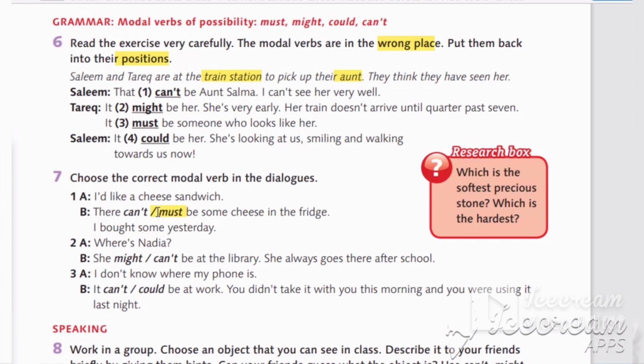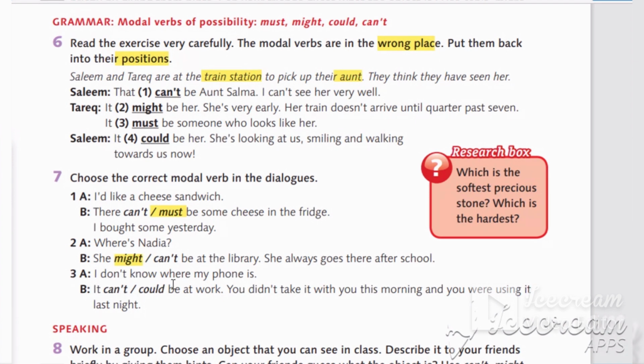Excellent. Where's Nadia? She might or can't be at the library. She always goes there after school. She might. Excellent. Because she always. لأنه أنا عندي always دائما بتروح بعد المدرسة. معناته she might be.